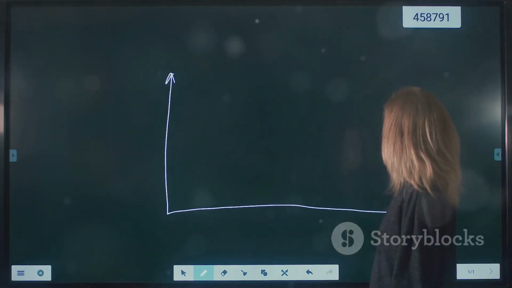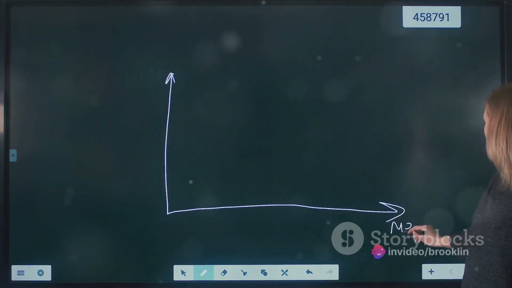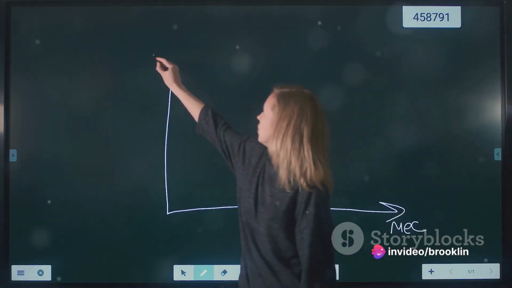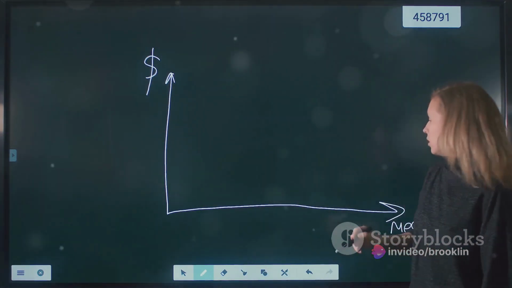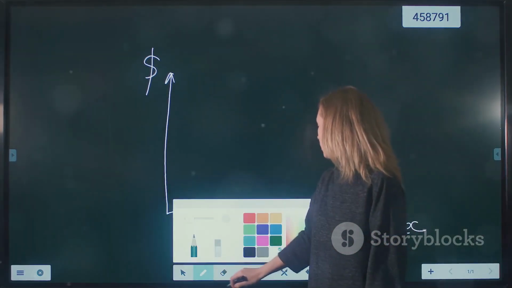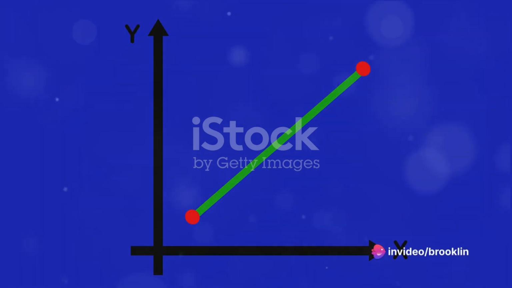If the degree of the numerator is less than the denominator, a horizontal asymptote will exist at y equals 0. However, if the degree of the numerator equals the denominator, the curve will have a horizontal asymptote at the ratio of the leading coefficients. And if the degree of the numerator is greater than the denominator, the curve will not have a horizontal asymptote. Moving on to vertical asymptotes.